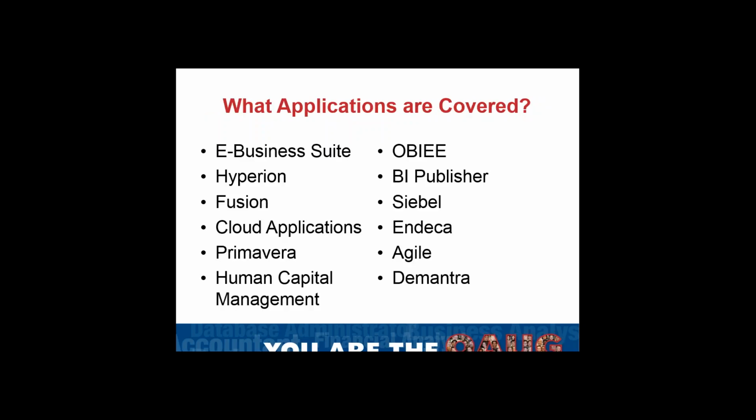So often we are asked which applications we cover here at the OAUG. So if you see the names of the applications that you utilize listed here on the screen, you are in the right place. eBusiness Suite is our most often utilized application here at the OAUG, and we do offer quite a bit of educational information around eBusiness Suite. Our second most popular application is Hyperion, but we also offer help with Fusion, Siebel, OBIEE, Cloud Applications, Primavera, Human Capital Management, Agile, Demantra, Endeca, and BI Publisher. So, again, if you see your application here, you are in the right place.